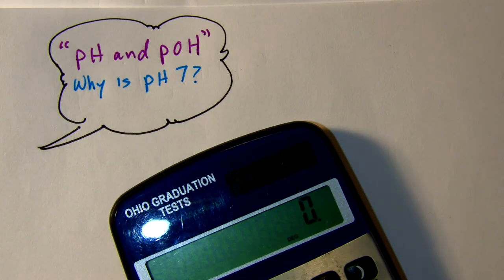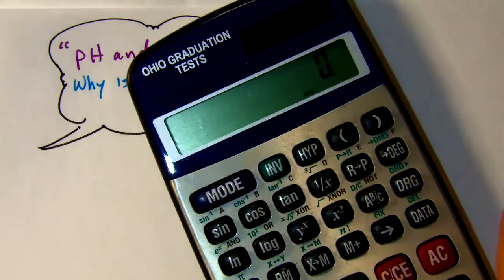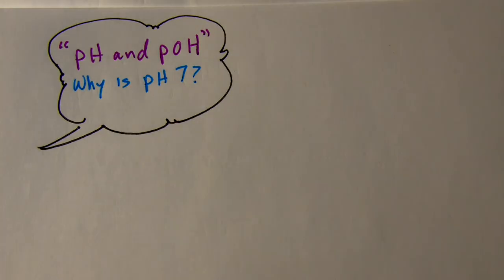Well, we are just going to keep this train rolling here and talk about pH and pOH and all that stuff. And why do we say pH neutral is pH 7 and stuff like that? And we're going to use a different calculator than we have in the past because we should learn how to use a variety of calculators.